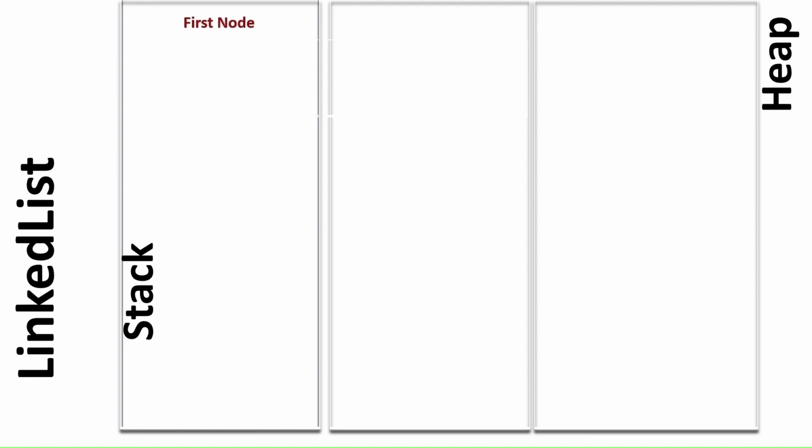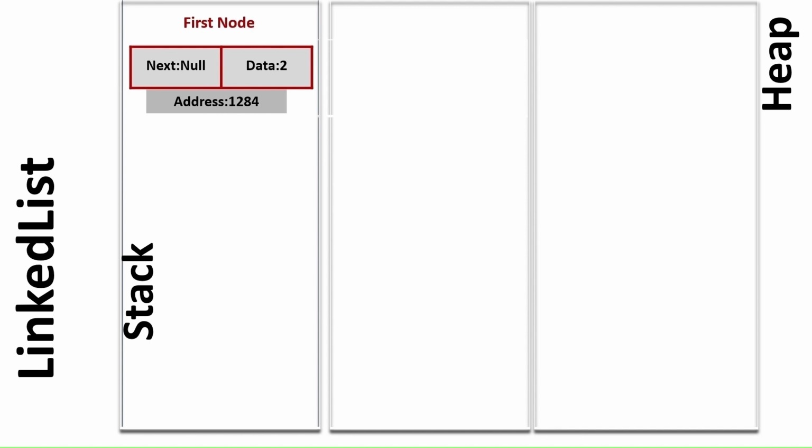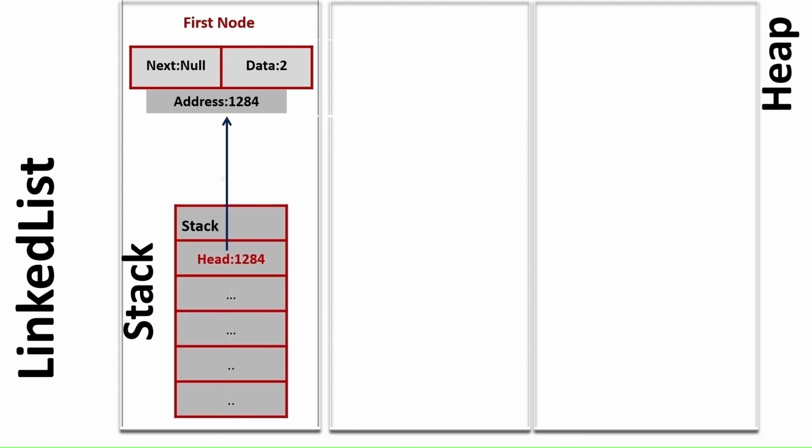So guys, we have here the first node, and it has data as 2, and the next pointer is null, since it's the first node, so it points towards nowhere. We have an address of 1284 for this first node, and then we make a head variable, which will reside in the stack and is not assigned anything when we create it, and then we assign it the address of this first node, and the thing goes on.